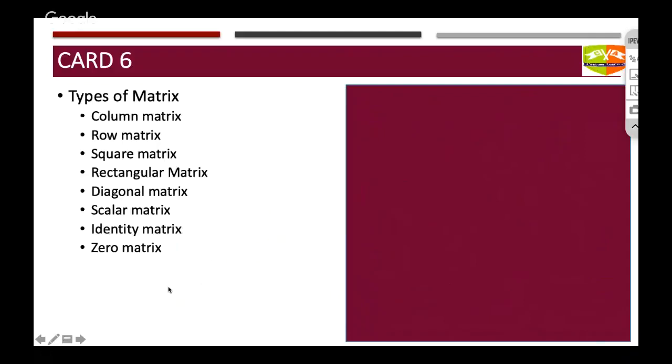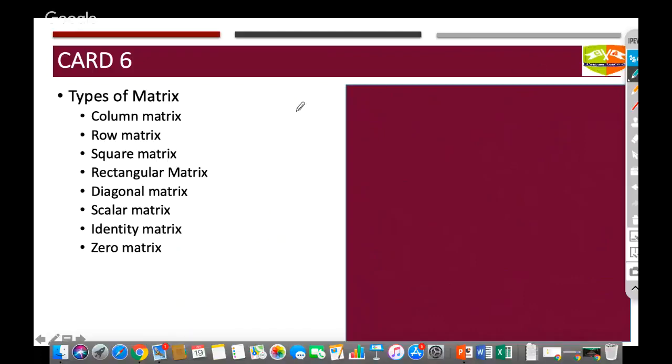Now let me go to types of matrix, and I have made different kinds of matrix here. So first one is column matrix. Now what do I mean by column matrix? The first one which I'm taking over here is column matrix, and column matrix is like this.